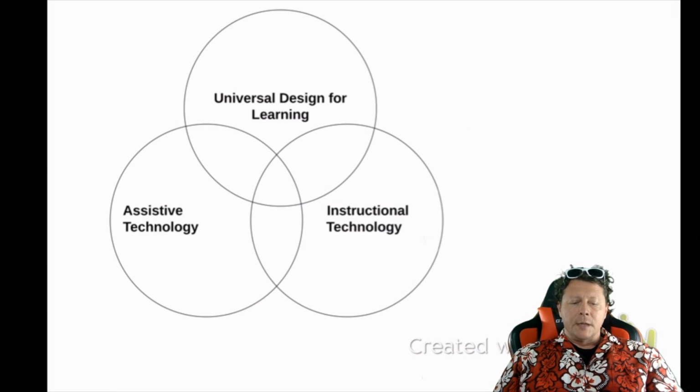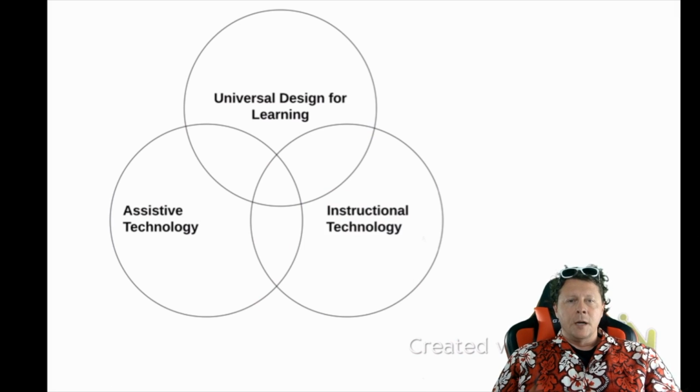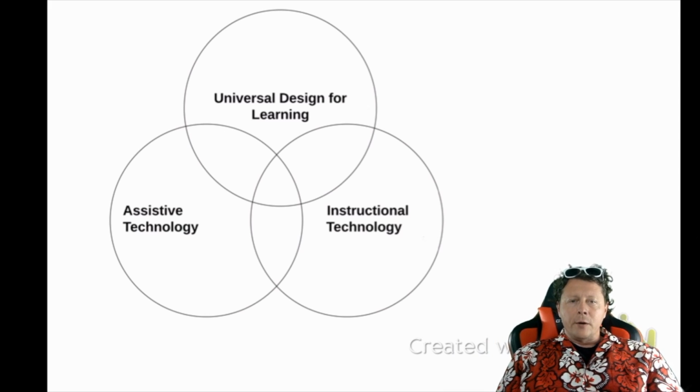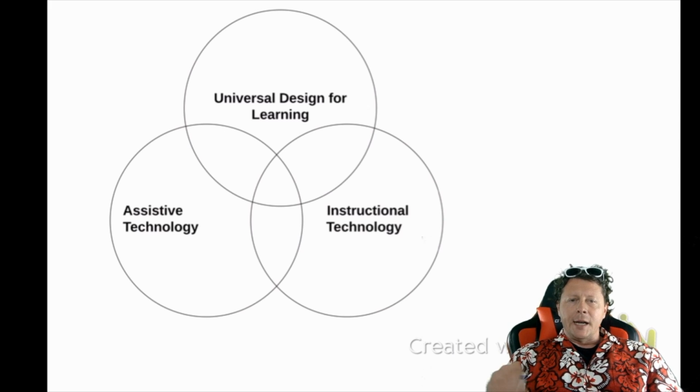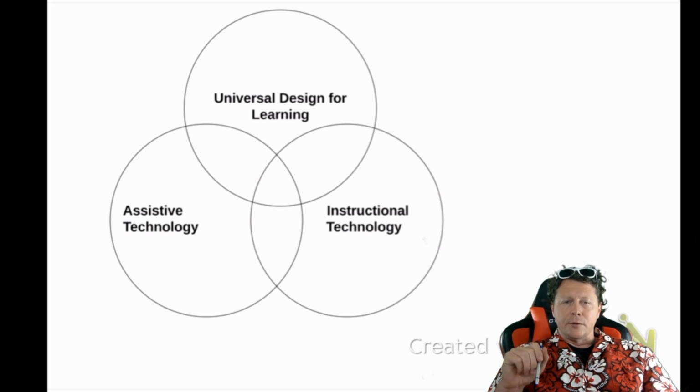So now let's look at this relationship here. We've got Universal Design for Learning, Assistive Technology, and Instructional Technology. There was a great article a while back by Dave Edyburn, around 2010, Universal Design for Learning and Assistive Technology: Two Sides of the Same Coin. I think of this as three overlapping circles in a Venn diagram.